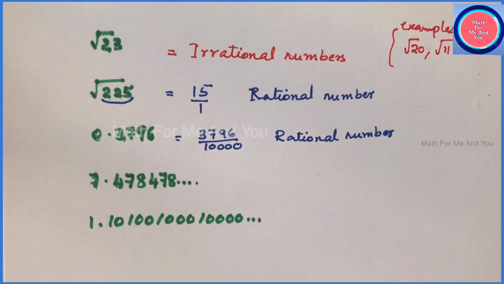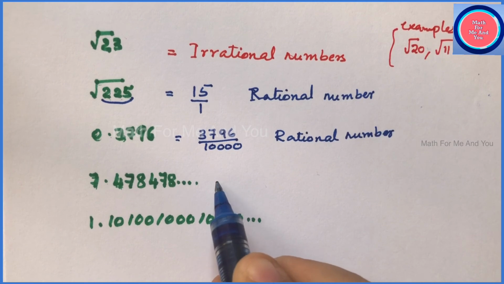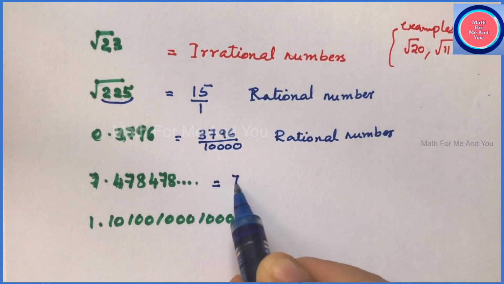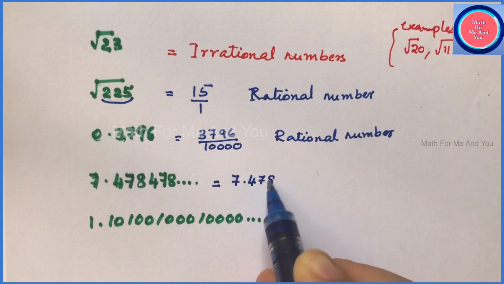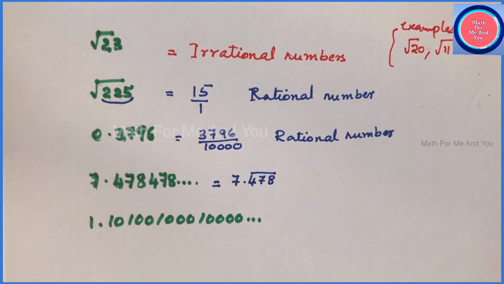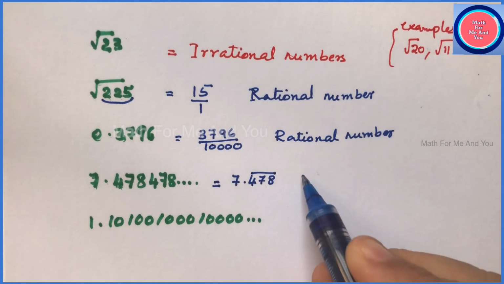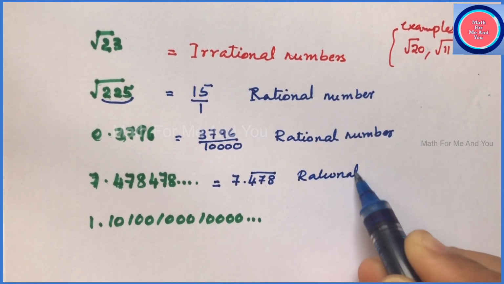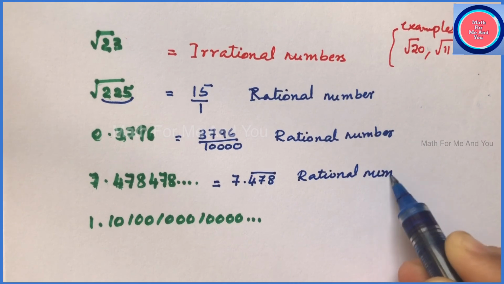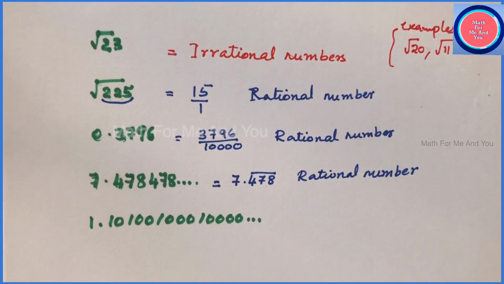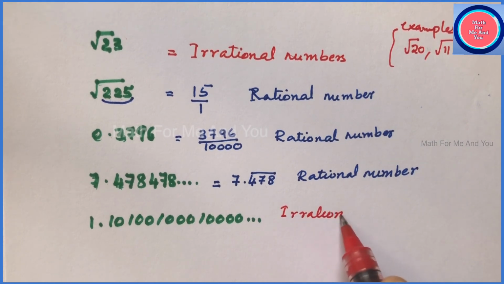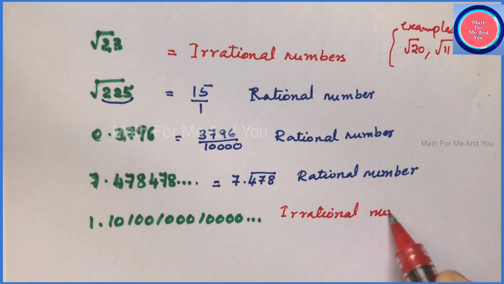Next, 7.478, 478, etc. That means here after the point the digits 478 repeat. We can write 478 bar. Non-terminating, repeating or recurring decimals are rational numbers. So this is also a rational number. The reason is non-terminating, recurring. Next number is 1.10, 100, 1000, 10000, etc. This means it is a non-repeating, non-recurring decimal. So this is an irrational number.